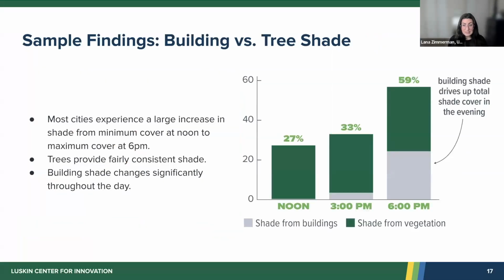So some more sample findings point to the distribution of building shade versus tree shade. Trees provide 99% of shade when the sun is directly overhead, which is at noon. But as the day goes on, buildings contribute more shade. Most cities experience a large increase in shade from minimum cover at noon to maximum cover at 6 p.m. The shade cast throughout the day depends on each city's mix of trees and buildings. And trees provide fairly consistent shade throughout the day, so cities with high tree shade tend to have more consistent shade cover throughout the day.